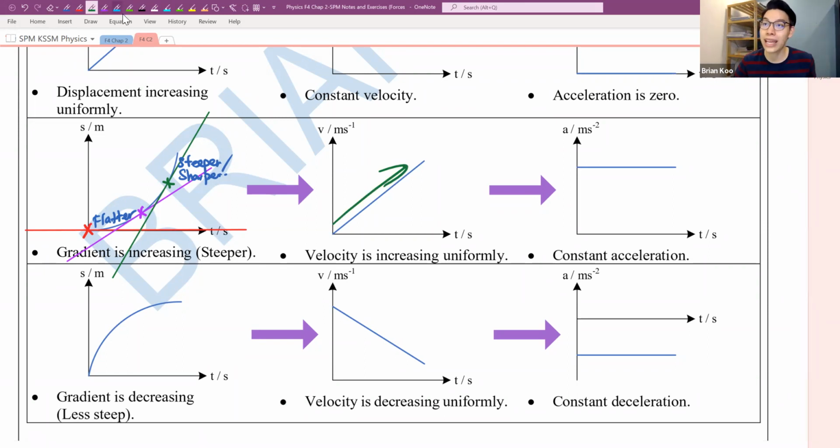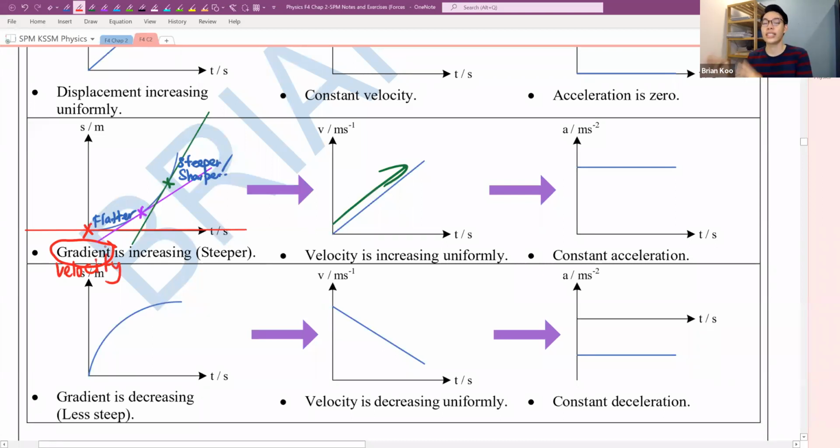You can actually replace the word gradient, because the gradient of this graph is what? Velocity. When I say gradient is increasing, it also means velocity is increasing. That's why the velocity increases at it.